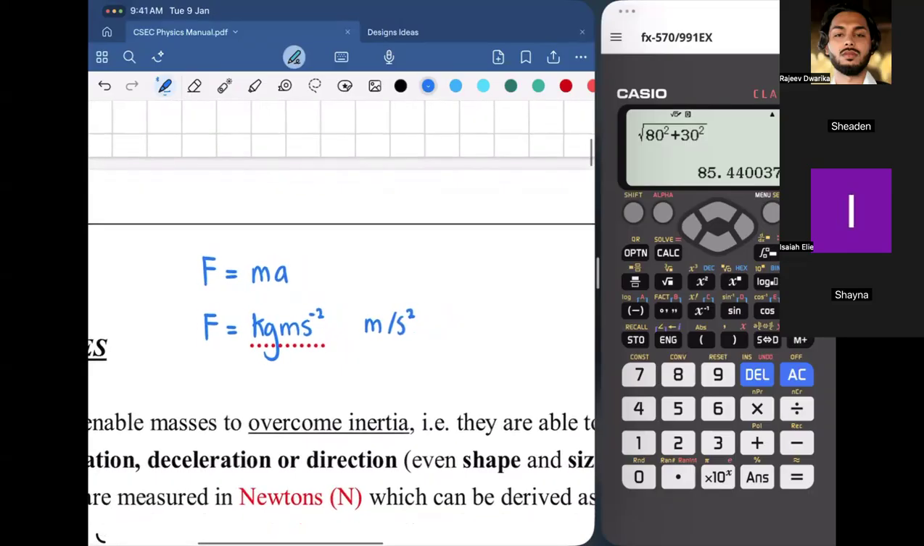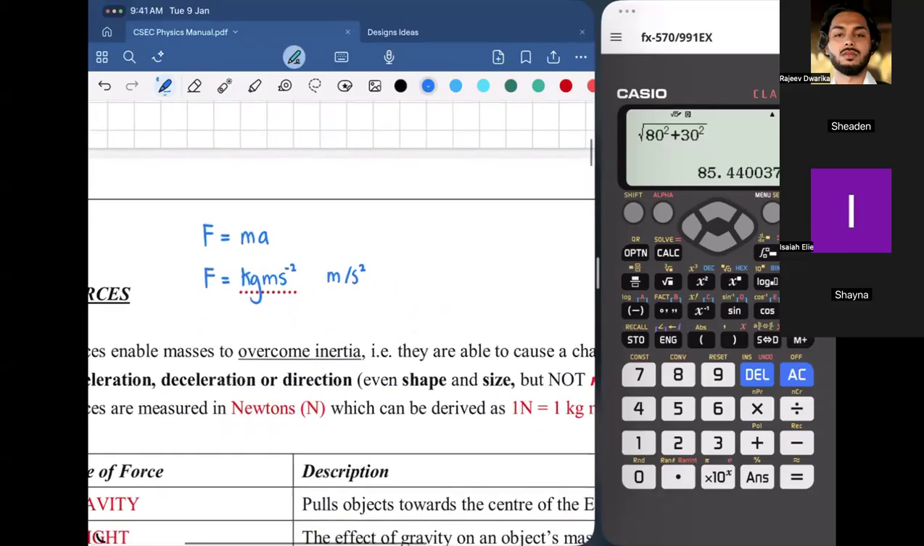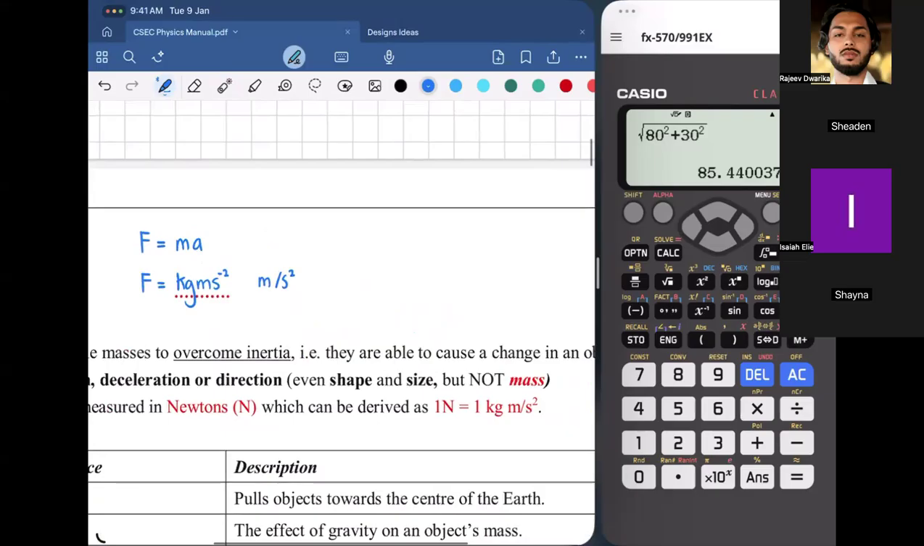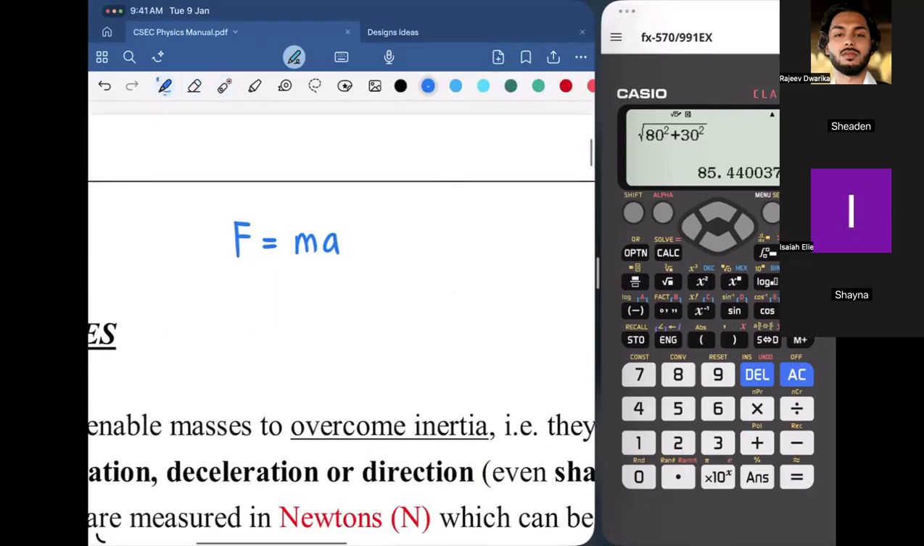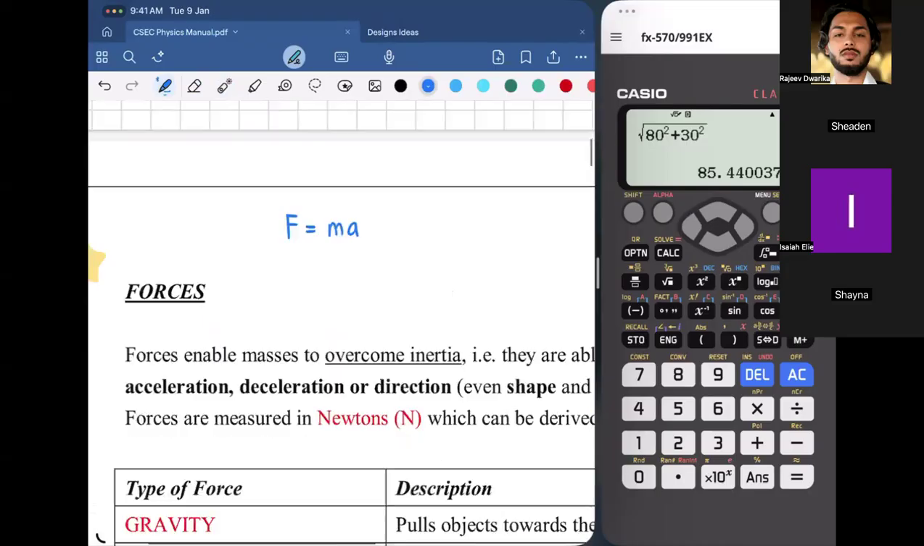So F is equal to kg m s minus 2. Do you understand where the derived quantity comes from? Yes, sir. Cool. So F is equal to mass times acceleration. M is mass, A is acceleration.